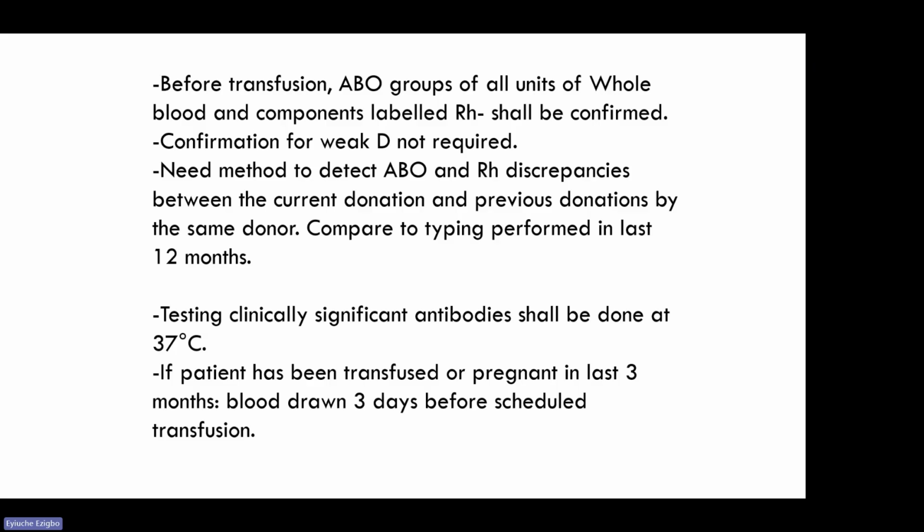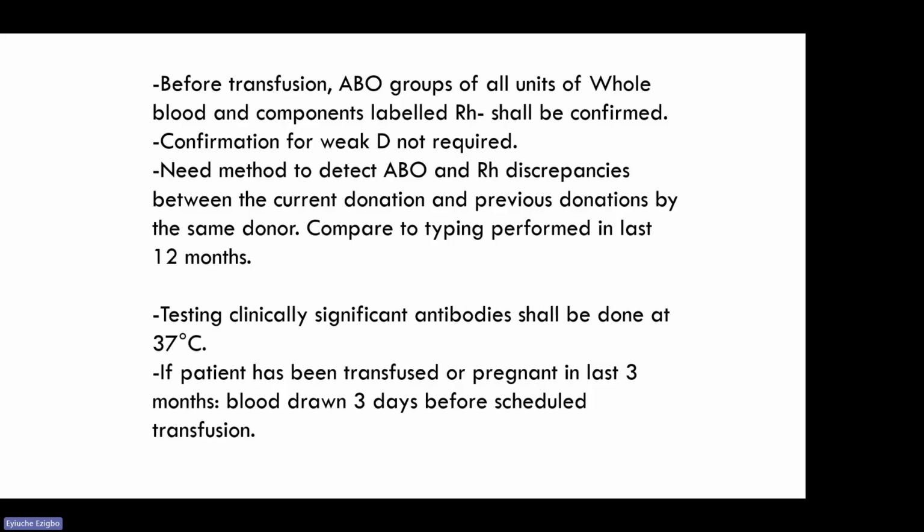There is a need to detect ABO and Rh discrepancy between the current donation and previous donation by the same donor, compared to typing performed in the last 12 months. Sometimes we can encounter some discrepancies in cross-matching, especially when a patient has been transfused repeatedly. Such patients that receive repeated blood transfusion tend to develop some antibodies, so that getting a compatible blood for them becomes difficult. So in such cases, you may want to go back to the early typing you did, at least in the last 12 months, to be able to identify any new antibody that the recipient has developed.